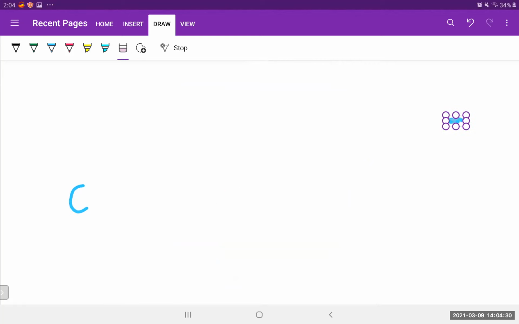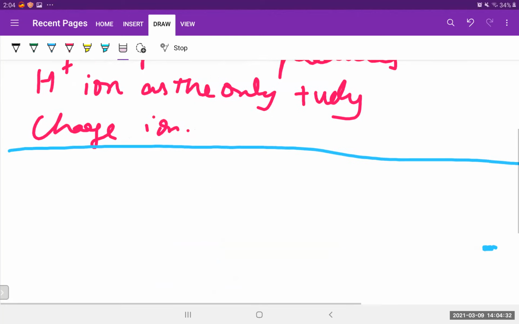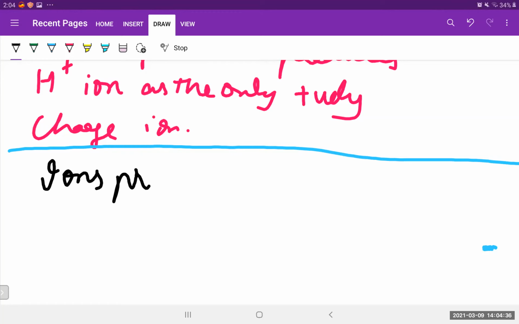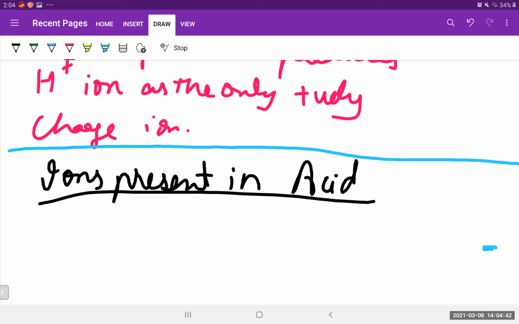So let's now start with it. We are now starting with ions present in an acid. What are the ions which are present? Let's discuss them. How many ions are present? In an acid, hydrogen ion is present for sure. So hydrogen is the ion which is present.